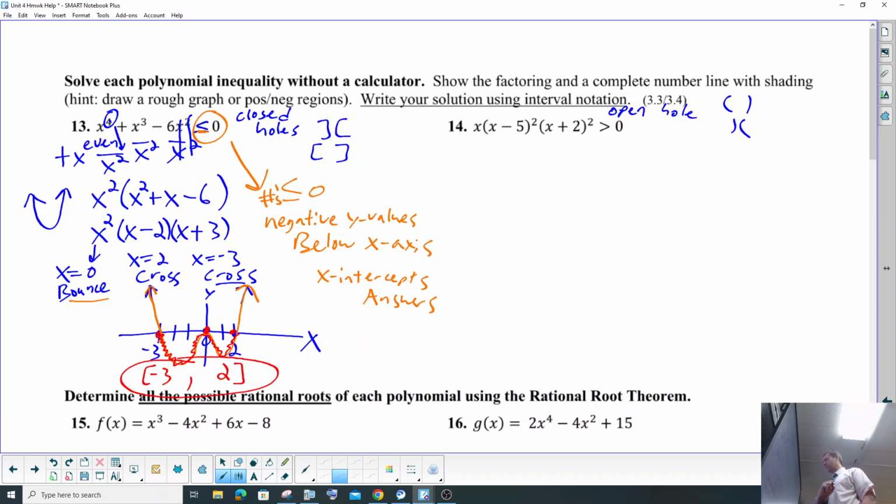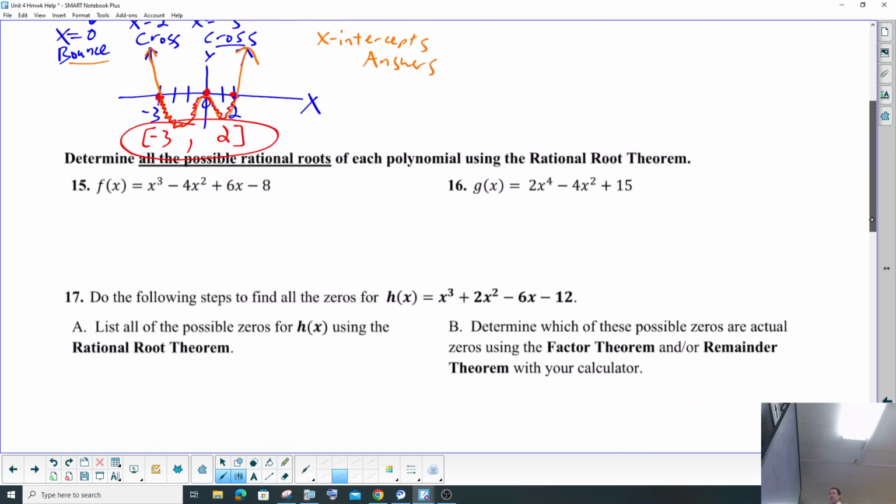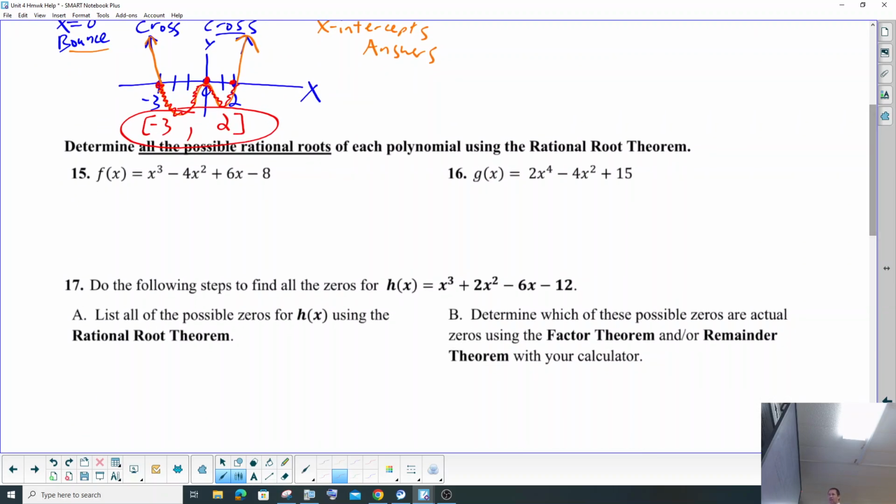Woo! That's our answer. So you give that a try with 14, and then determine all the possible rational roots using the Rational Root Theorem. Do you remember how to do that? So that's something new that we just learned this unit. And so I'm going to go ahead and try that and help you in the next video since we're already at 18 minutes. See you on the next video for our new lesson.